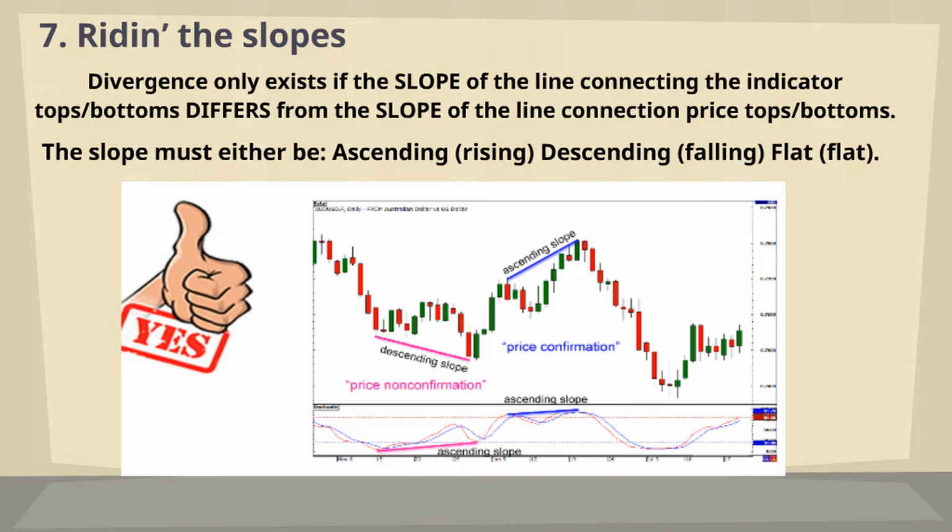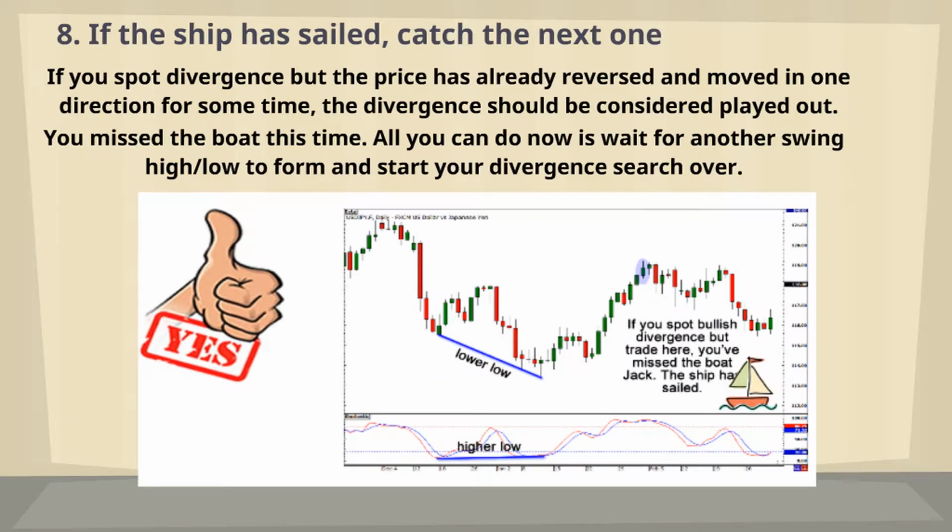Rule 8: If the ship has sailed, catch the next one. If you spot divergence but the price has already reversed and moved in one direction for some time, the divergence should be considered played out. You missed the boat this time. All you can do now is wait for another swing high/low to form and start your divergence search over.